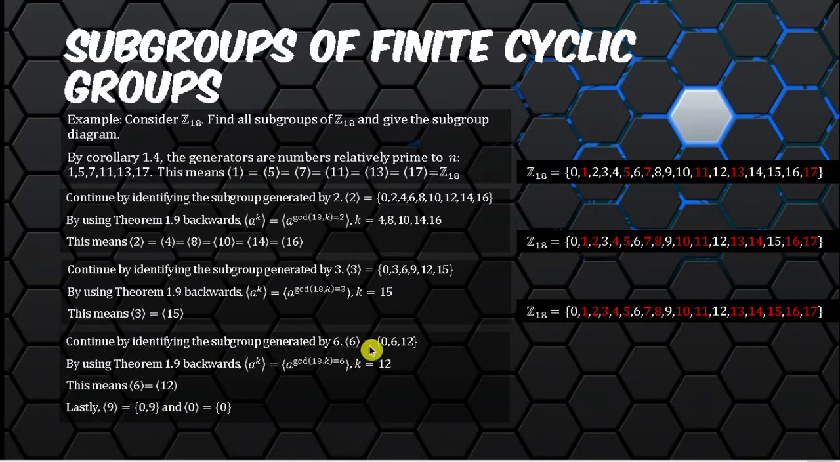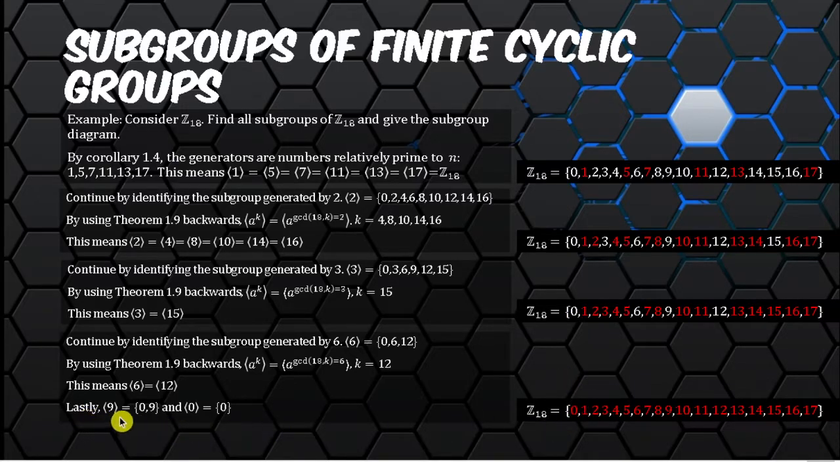I-generate natin din manually ang subgroup generated by the element 6. 1, 2, 3 yung laman. So, ang order ng element 6 ay 3. 12 paired with 18, their GCD is 6. That's why we conclude that the subgroup generated by 6 and 12 are just the same. And lastly, of course, kung i-cancel natin si 6 at saka 12, maiwan na si 9. Walang problema kay 0 kasi alam natin yan.